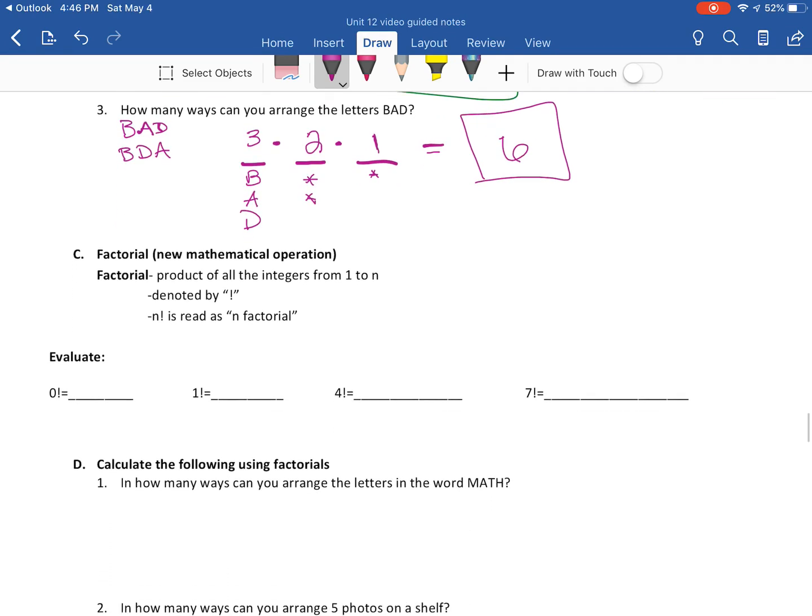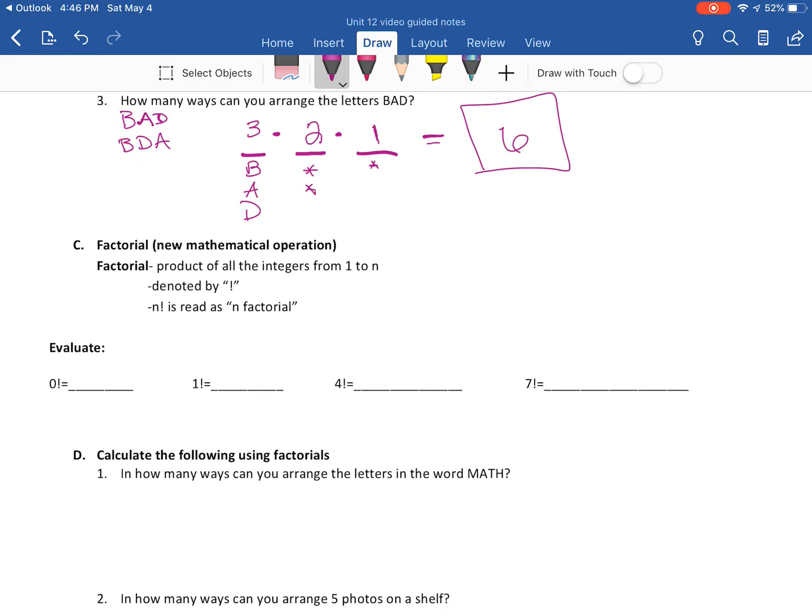Letter C, we want to talk about this new mathematical operation called a factorial. A factorial is the product of all of the integers or whole numbers from 1 to n. Factorial is denoted by an exclamation point. So if you see n with an exclamation point, we read that as n factorial. Let's look at a couple of these. 0 factorial is 1. We're not going to get into the mathematical reasoning behind that, but just know 0 factorial is 1. 1 factorial is telling us we're taking just the number 1. So 1 factorial is just 1.